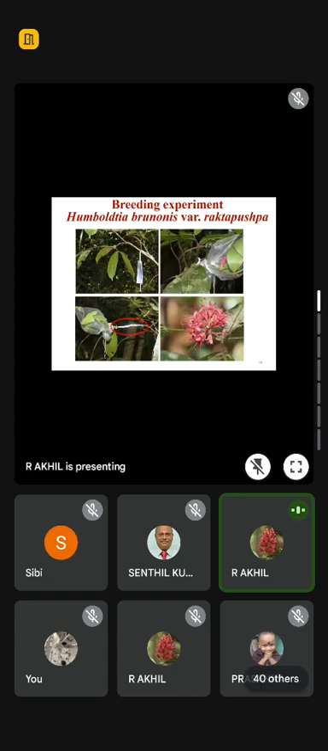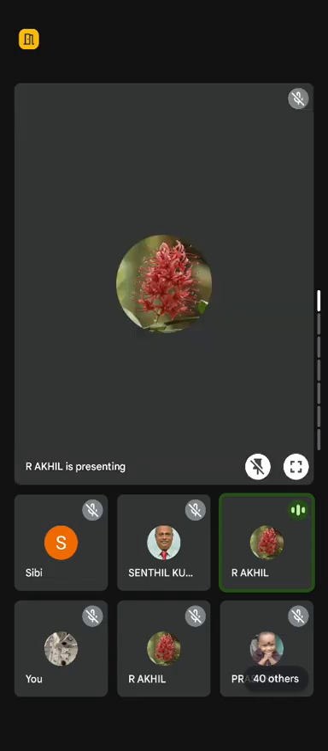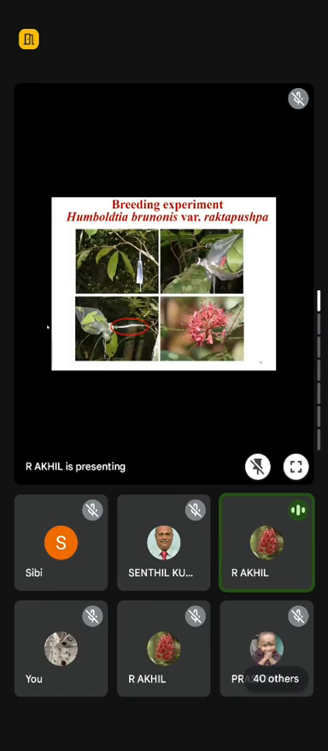And here the picture shows the breeding experiments conducted in the field at Kakkayam. In the figure, we apply a gum on the branch, which will prevent the entry of ants into the inflorescence, because ants are very common on this particular plant. So we need to check whether the ant is a pollinator or not. We apply a gum on the branch, which restricts the entry of ants, and cover the inflorescence with a polythene bag.